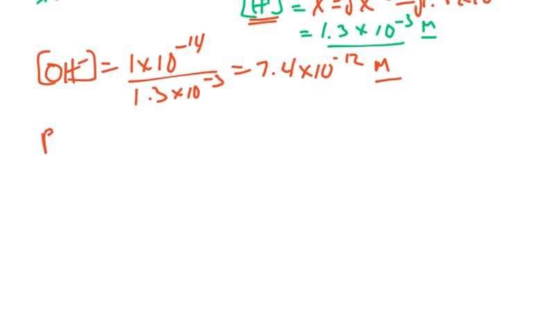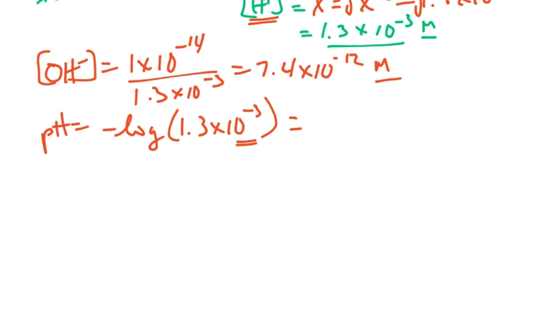So we can figure out the pH, and the pH is the negative log of the H+ concentration, 1.3 times 10 to the minus 3. Now, just estimating, we know that that's going to be between 3 and 2. And when we calculate it, we find out it's 2.87. And our pOH is 14 minus the pH. And so 14 minus 2.87 comes out to be 11.13.